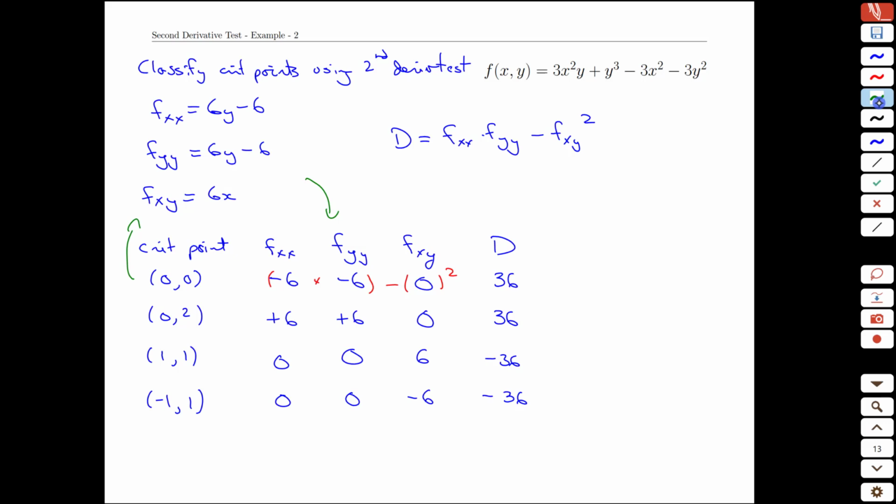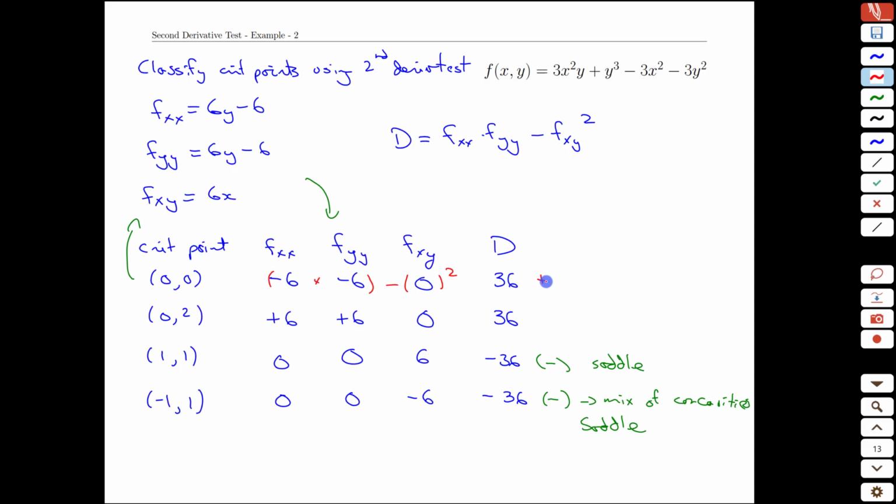Then we apply the classification of these values, just looking at the signs. This value is negative. That implies a mix of concavities. Think of this D as a product of the two concavities. If we have a mix of concavities, then that means it is a saddle point. And for exactly the same reason, this is also a saddle point.